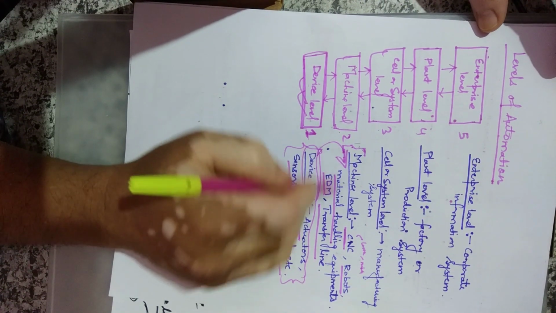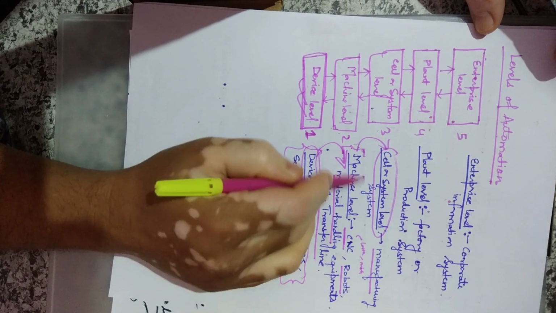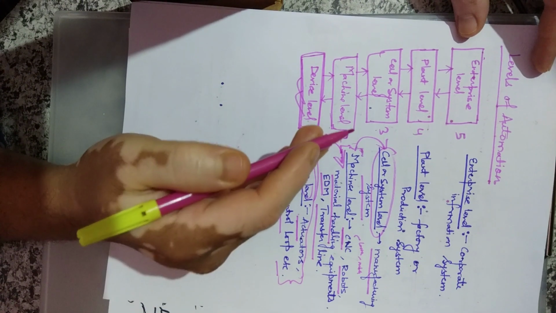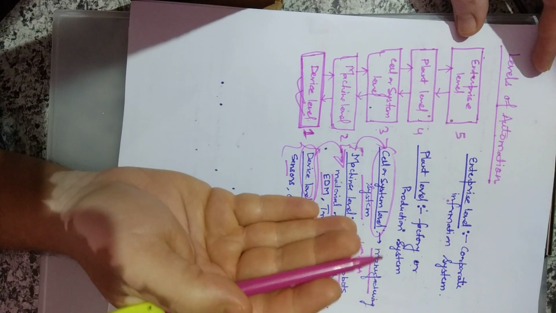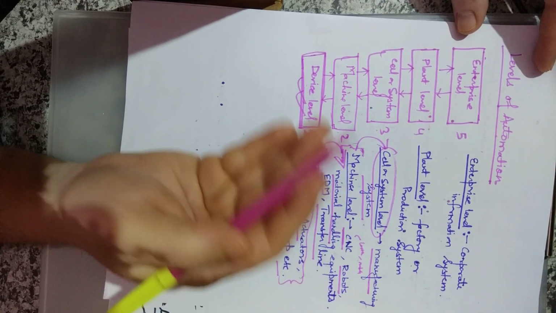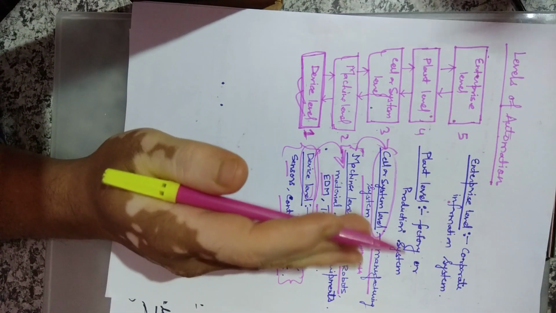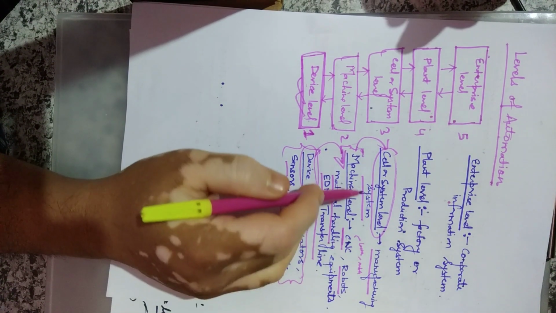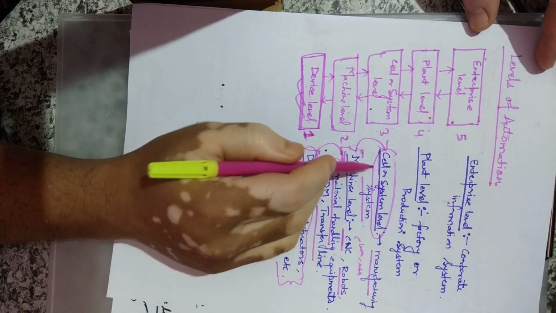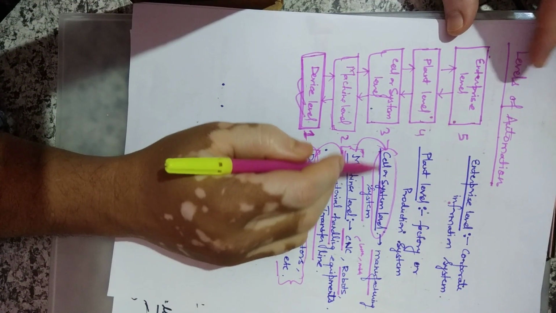Then the set of machine levels makes a cell or system level. The system level means a manufacturing system, for example a forging system or a welding system, or many systems in which different departments are there. So when we study any cell or system, it is called the system level.